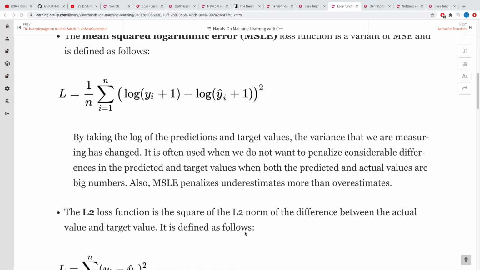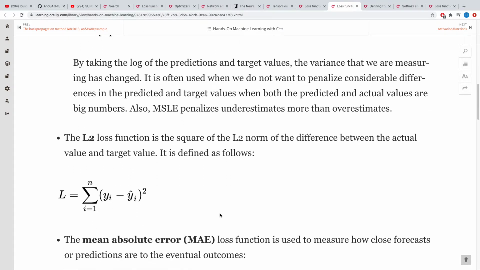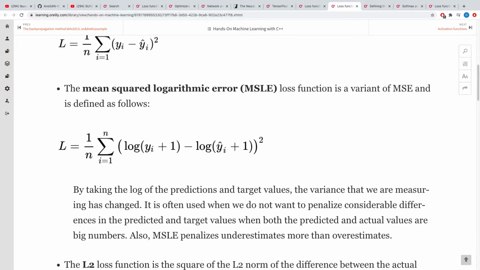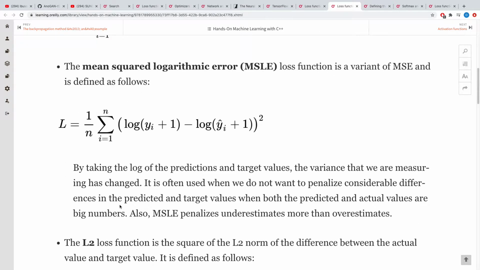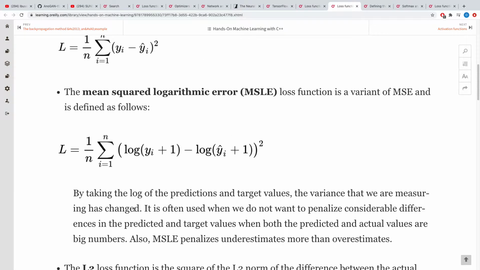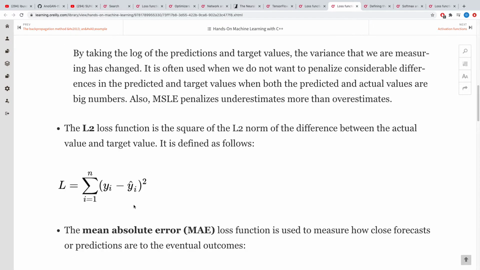That's another one. Then we also have the L2 loss. The L2 loss function is in use almost every time. It's the square of the L2 norm of the difference between the actual and the predicted. The only difference between the L2 loss and the mean square error is that we don't normalize. You see that it's just the normalization, the 1 over n, that we take out of it. That's the L2 loss.